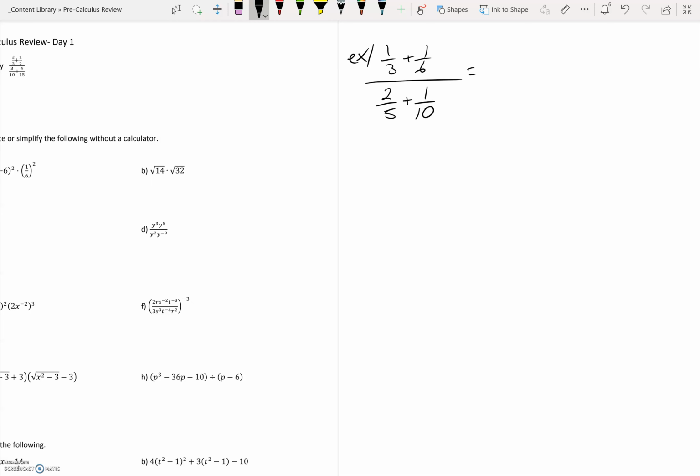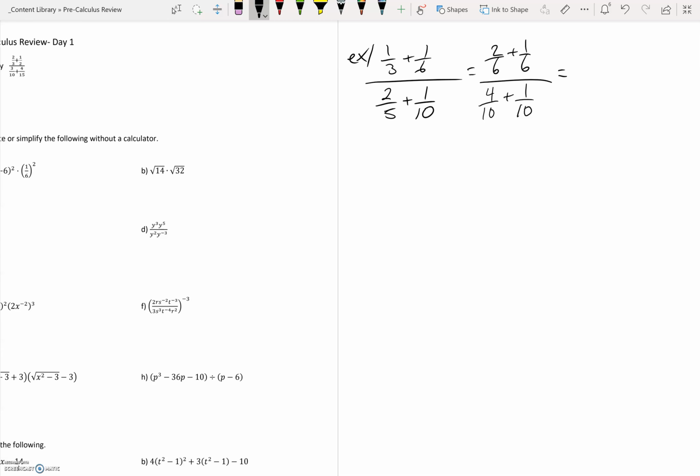In order to add these two fractions, I have to make sure I have a common denominator. So I want to make this into a 6, and I can do that by multiplying top and bottom by 2. So we get 2 over 6 plus 1 over 6 for my numerator. Then for my denominator, again, I want to look to see how I can change this 5 into a 10 so I can have a common denominator. That means I can multiply top and bottom by 2. This will give me 4 over 10 plus 1 over 10.